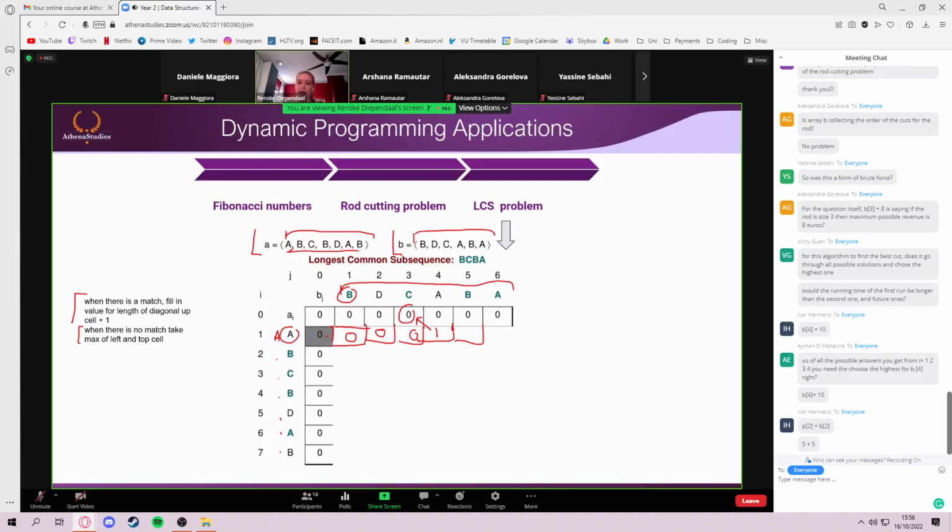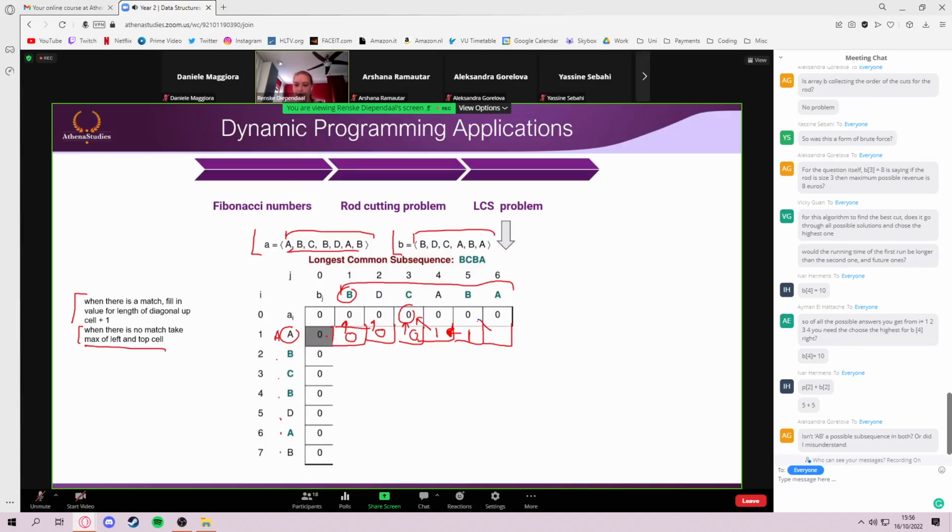Right, so then we have A and B. There's no match over here. When there's no match, take the maximum of the left and top cell. So now we take the maximum of 1 and 0, so this is also 1. And you write down an arrow to the ones that you're pointing to for the maximum that you take. In the case of 0, it doesn't really matter which way you go. And then over here we once again have A and A, which is a match. So we take this one plus 1.